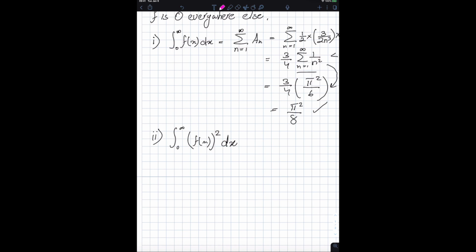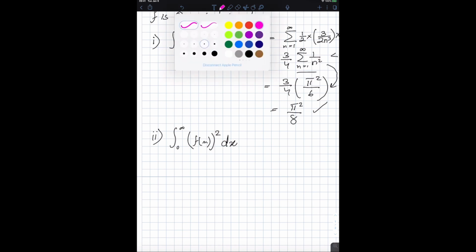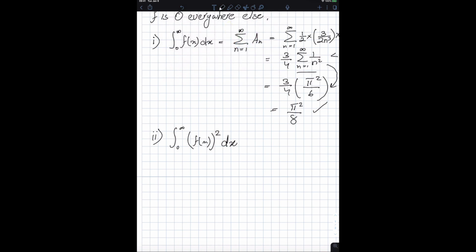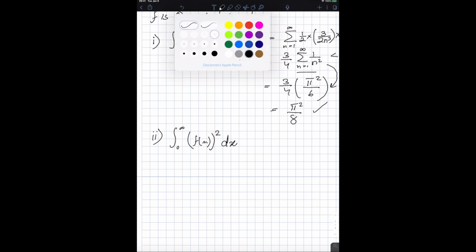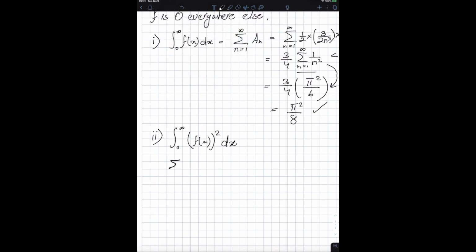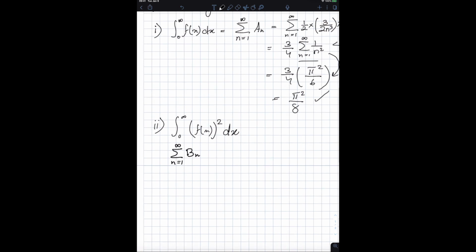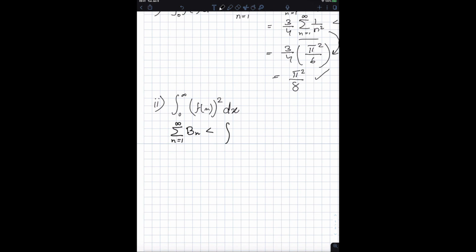So what I'm going to state over here is that the area of each one of these rectangles, so let's say that's the same thing as the summation from n equals 1 to infinity of b sub n, is just the sum of the area under each one of these rectangles. This has to be less than the integral from 0 to infinity of f of x squared dx. And I'm going to show that this summation diverges to infinity.